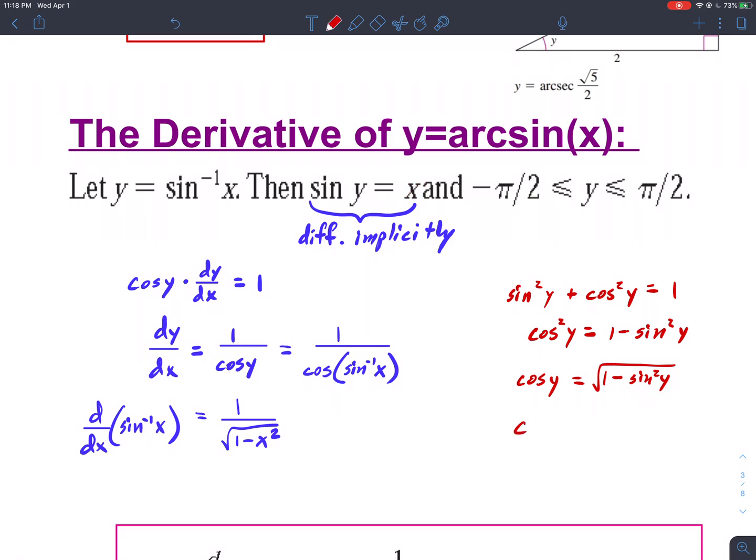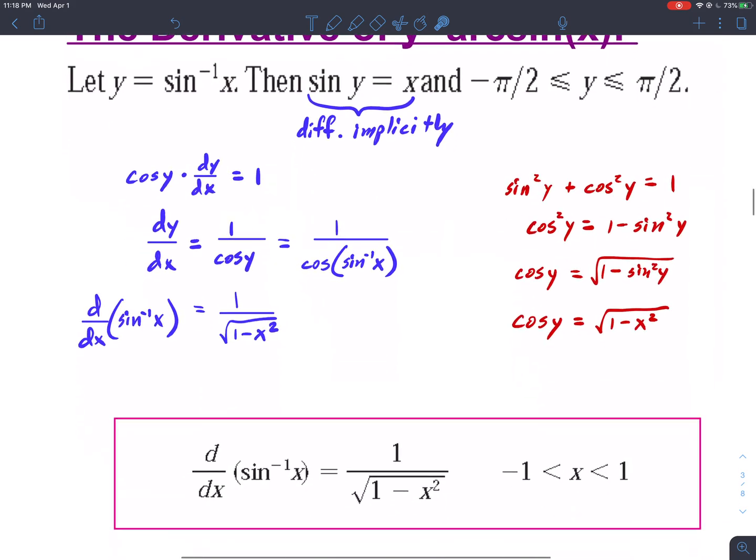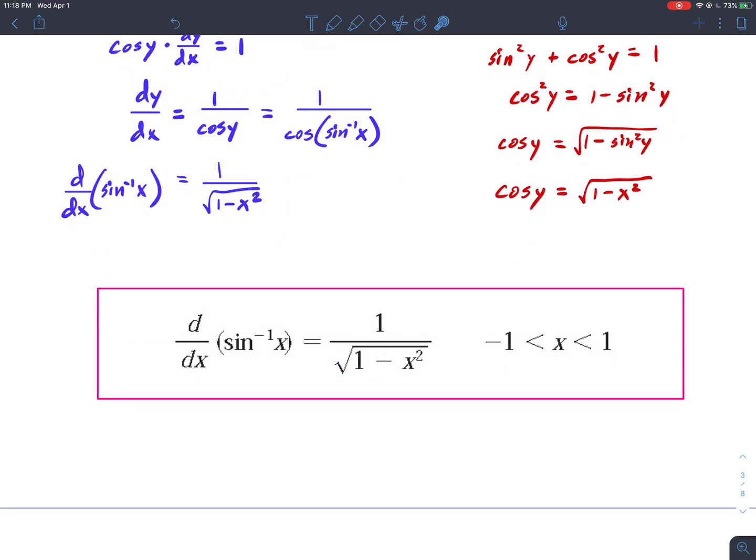So even if you had forgotten the triangle from earlier, you could solve this using the Pythagorean identity, sine squared plus cosine squared equals 1. This is just another way to think about the same thing. And again, what we're doing is evaluating this whole piece. All right, I think that's about enough of that. The official formal derivative for inverse sine is right here. Write it down, make sure it makes sense to you. Let's move on.